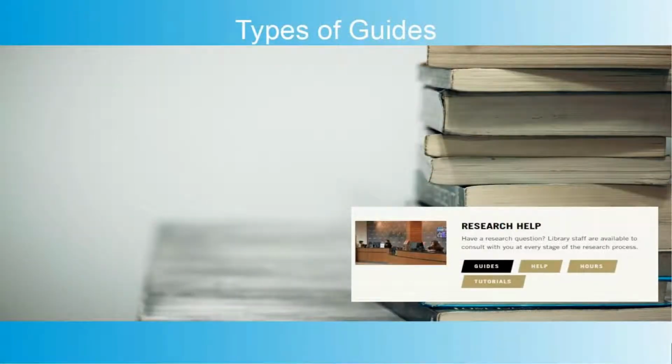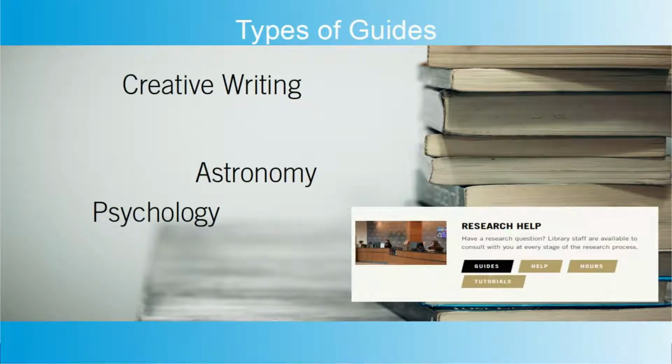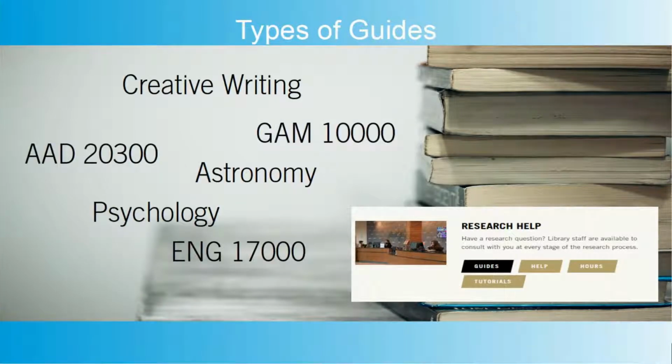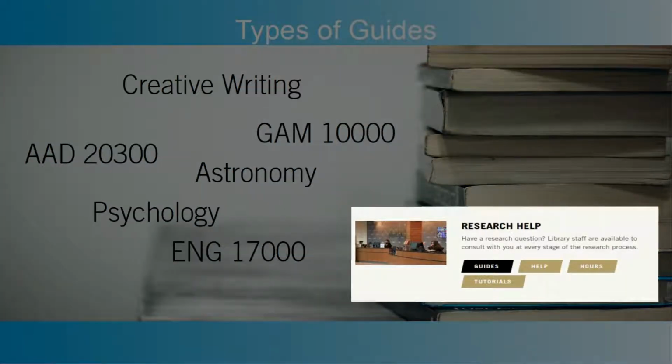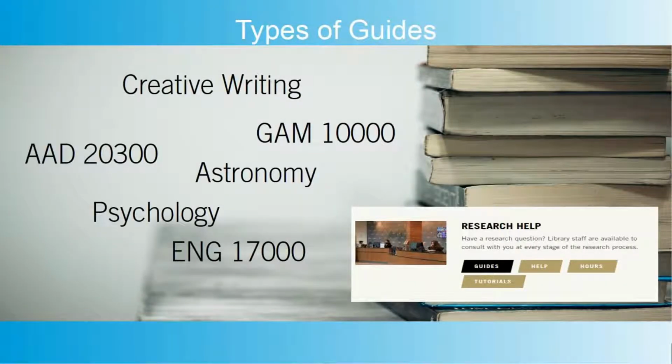Depending on your needs, these guides can vary in type, from broader subject guides to course-specific or even department-specific. If you're uncertain if a guide exists for your topic, you can browse our guides online using the Research Help menu on the library homepage. If one doesn't exist yet, ask your professor to contact a librarian about making one.